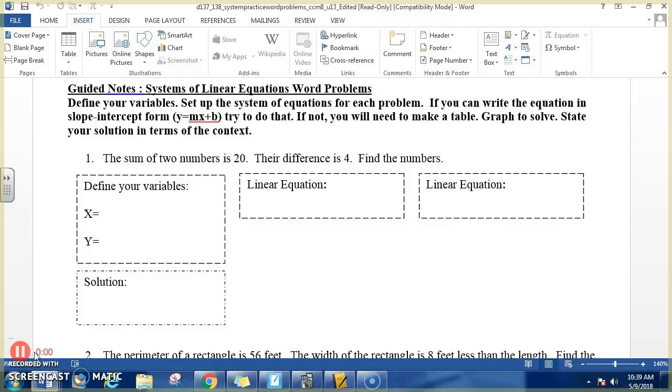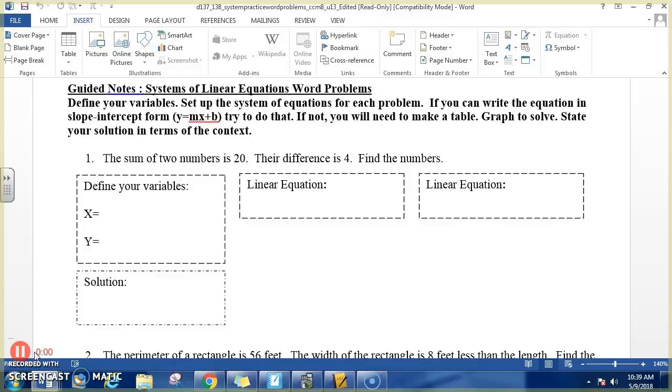You also worked a couple of days ago on setting up equations from words in standard form where x and y are on the same side. We're going to continue to work on that today, but instead of looking at just one equation in standard form, we're going to set up two equations in standard form. Okay, so let's take a look at our first problem here.